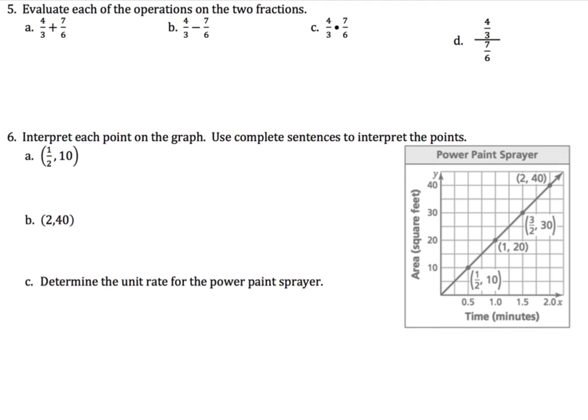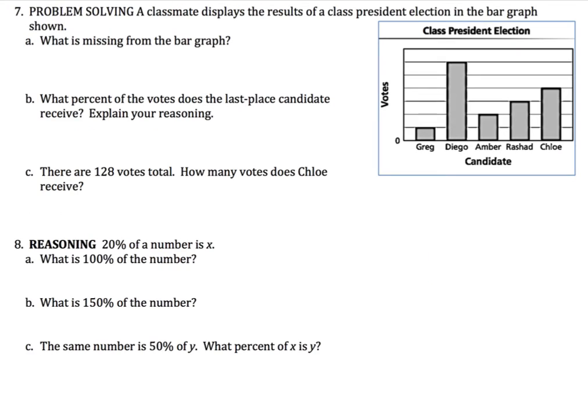Number 6, interpreting the points. Remember the point 1/2, 10, it means 1/2 minutes, 10 square feet. So it looks like you can paint 10 square feet in half a minute. Number 7 is using proportional reasoning again here with a bar graph. Number 8 is a bit of a challenging problem because you're doing the percent problems without knowing specifically what the number is. We're just told the number is X.